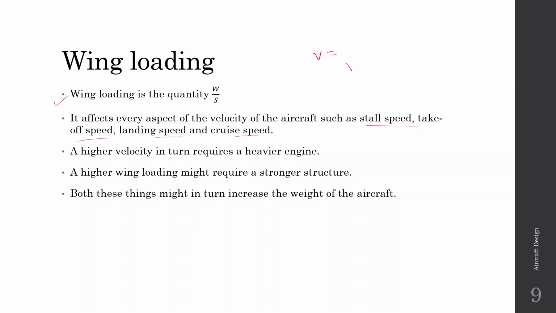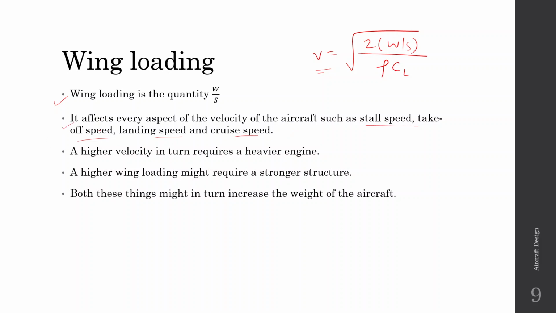From the formula, during stall, takeoff, and landing, your CL is CL max, but the rest of the quantities are the same, right? And during cruise, your CL is going to be lower than CL max, but the rest of the quantities are going to be similar. So the quantity W by S, or the wing loading, affects all the velocities, basically the stall speed, takeoff speed, landing speed, and cruise speed.